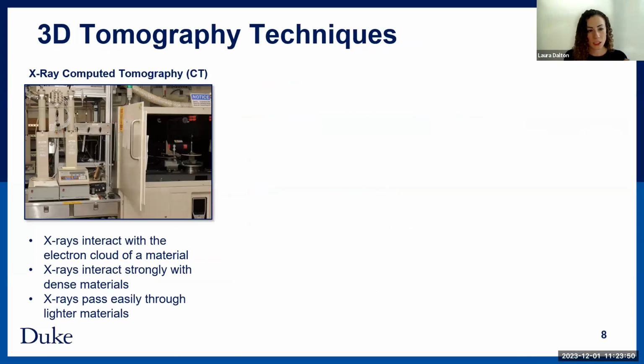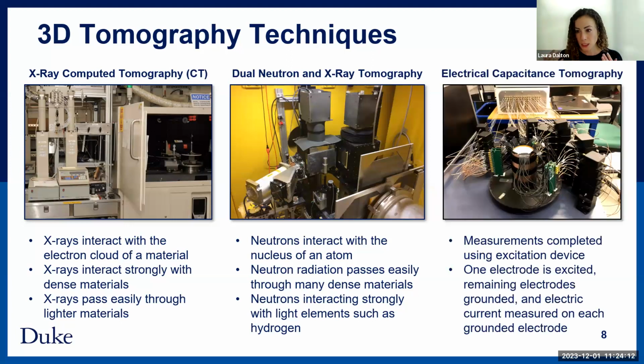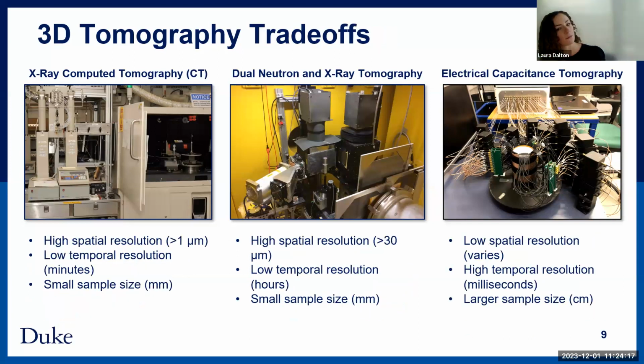And so, at least for this talk, the three tomographic techniques I'll be talking about are X-ray computed tomography, or X-ray CT. I'm going to talk about dual neutron and X-ray tomography. This system is located at NIST in Gaithersburg, Maryland. It's basically two beams perpendicular to one another, so you can get complementary information. And then electrical capacitance tomography. Really the reason for this is that there are trade-offs depending on what you're trying to study or see when you're running an experiment.